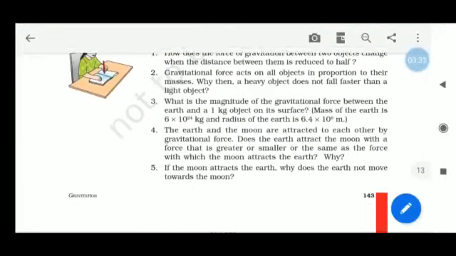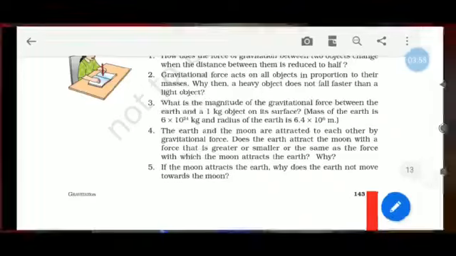Okay, so third question: what is the magnitude of gravitational force between the earth and a 1 kg object on its surface? The mass of the earth is 6 into 10 to the power 24 kg, and the radius of the earth is 6.4 into 10 to the power 6 meter. So understand the problem. What is the magnitude of gravitational force? So question number 3.